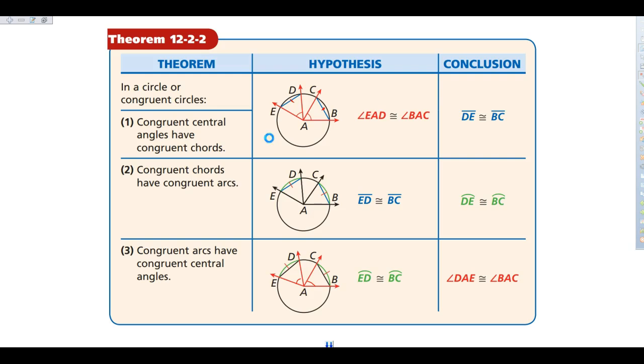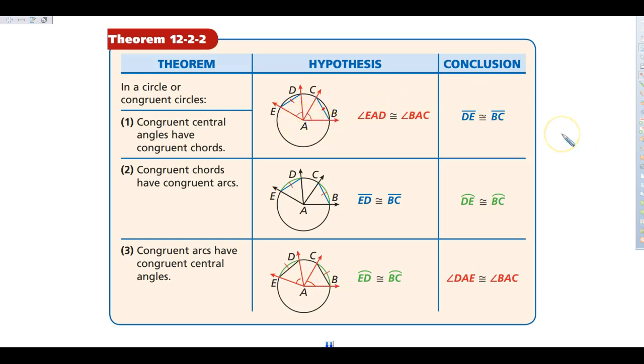So if you know any one of those pieces, you know that all 3 are going to be congruent to each other. Okay? So, here, if I know central angles are congruent, I know arc ED is going to be congruent to arc CB. I know segment ED is going to be congruent to segment CB. And then these 2 angles are going to be the same.